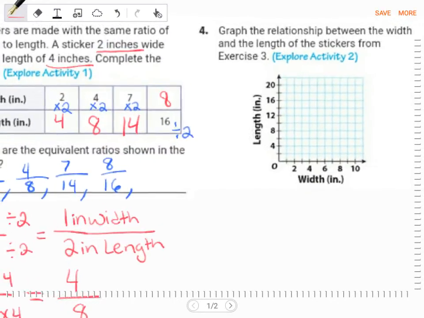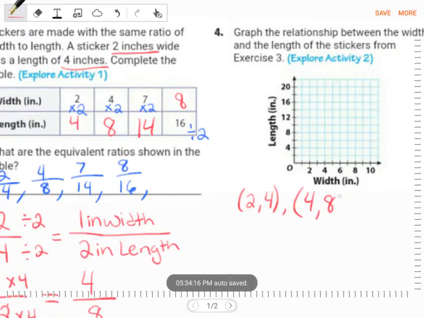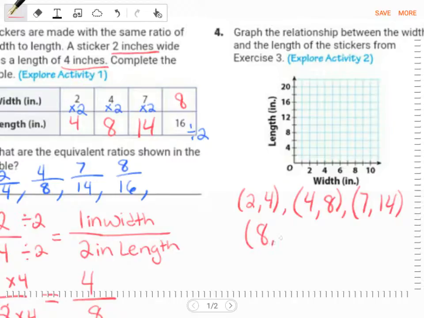But I need to use my points that I've got here, and I know they're not in the form of an ordered pair, but we can make it so. From my first column would have given me an ordered pair of 2, 4. My second one would have given me 4, 8. My third column would have given me the ordered pair 7, 14. And my fourth column would have given me 8, 16. And so now they're in the form of something that I know how to graph.